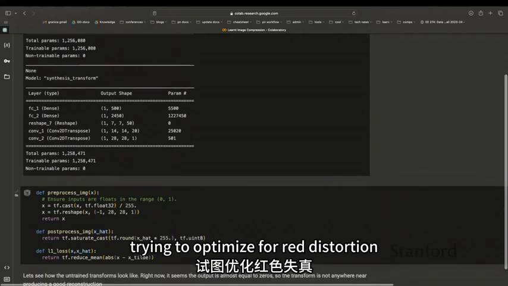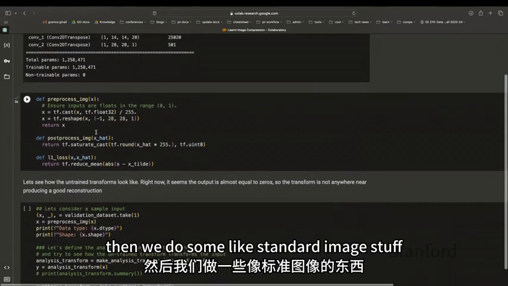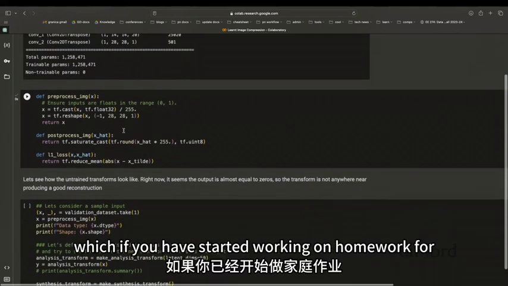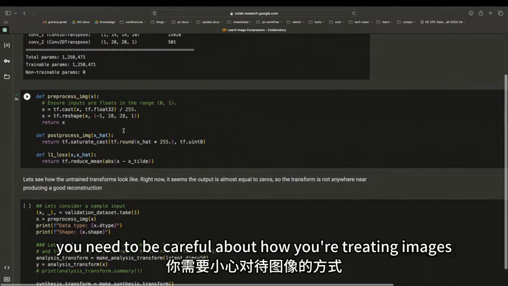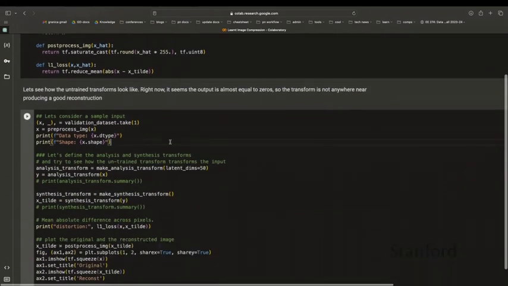Then we do some standard image stuff, which, if you have started working on homework 4, you would have seen a similar transform. You need to be careful about how you are treating images.